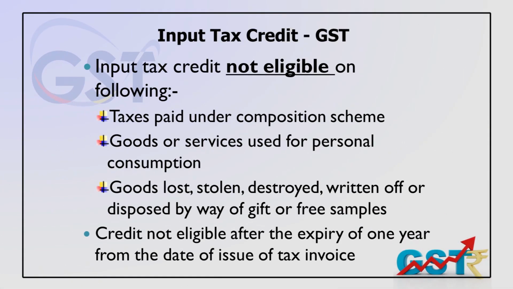Otherwise, what will happen? It will be like excess availment of the credit. So whenever there is a rejection of goods, a return of goods, or some damage or destruction has taken place, and there is a credit note for the main goods, the input tax credit needs also to be adjusted accordingly, and that ultimately calculates the net input tax credit availability.